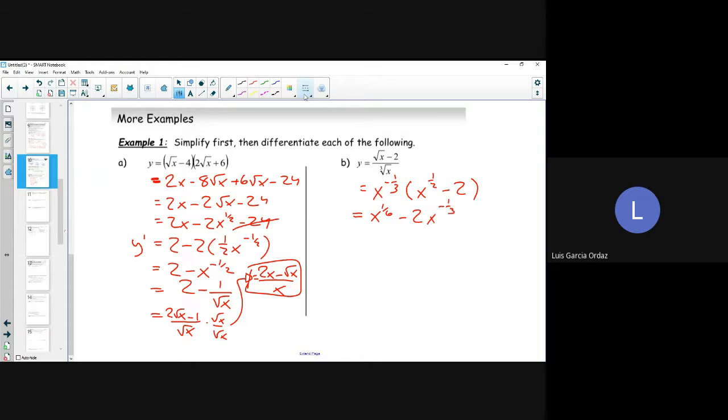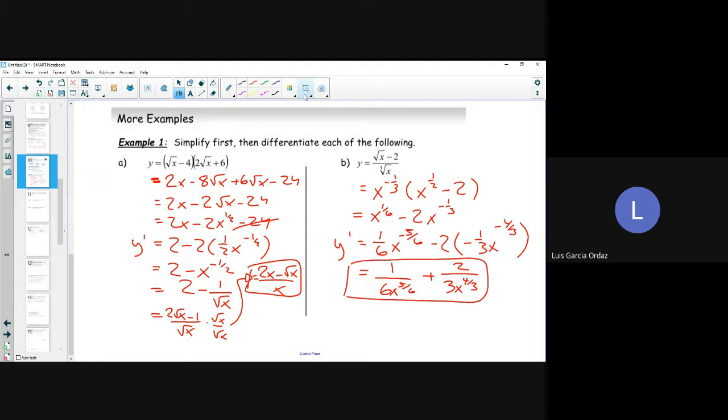And now, because of the sum and difference rule, I can take my derivative, which is 1 over 6 x to the power of negative 5 over 6, minus 2. We're going to use our constant multiple rule. I just did the constant for now, which is negative 1 over 3 x to the negative 4 over 3. So that's the derivative of x to the negative 1 over 3. And now I can just simplify, which gives me 1 over 6 x to the power of 5 over 6 plus 2 over 3 x to the power of 4 over 3. I just brought my exponents to the bottom to make them both positive.